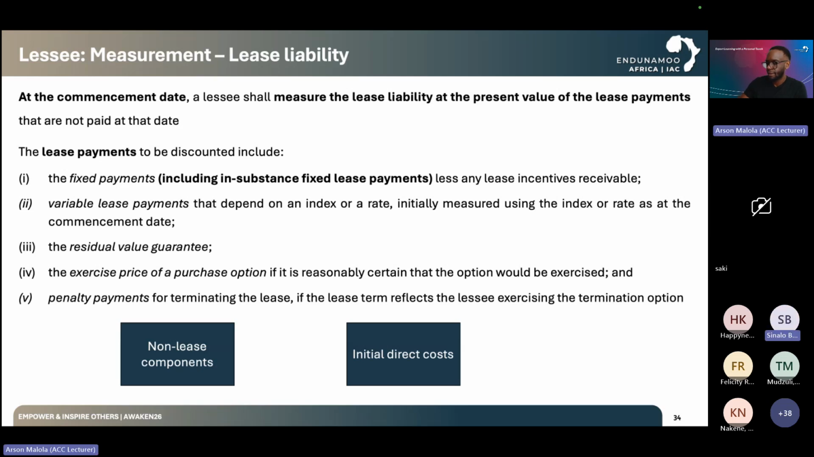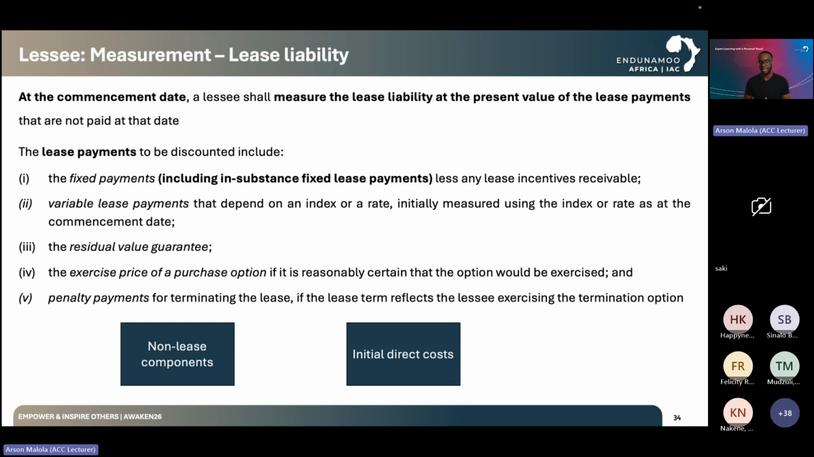Hi. Can you please go through variable lease payments again? Yeah, sure, happy to. With variable lease payments, what's your challenge? Your challenge number one is identifying a variable lease payment. So how do you identify a variable lease payment?